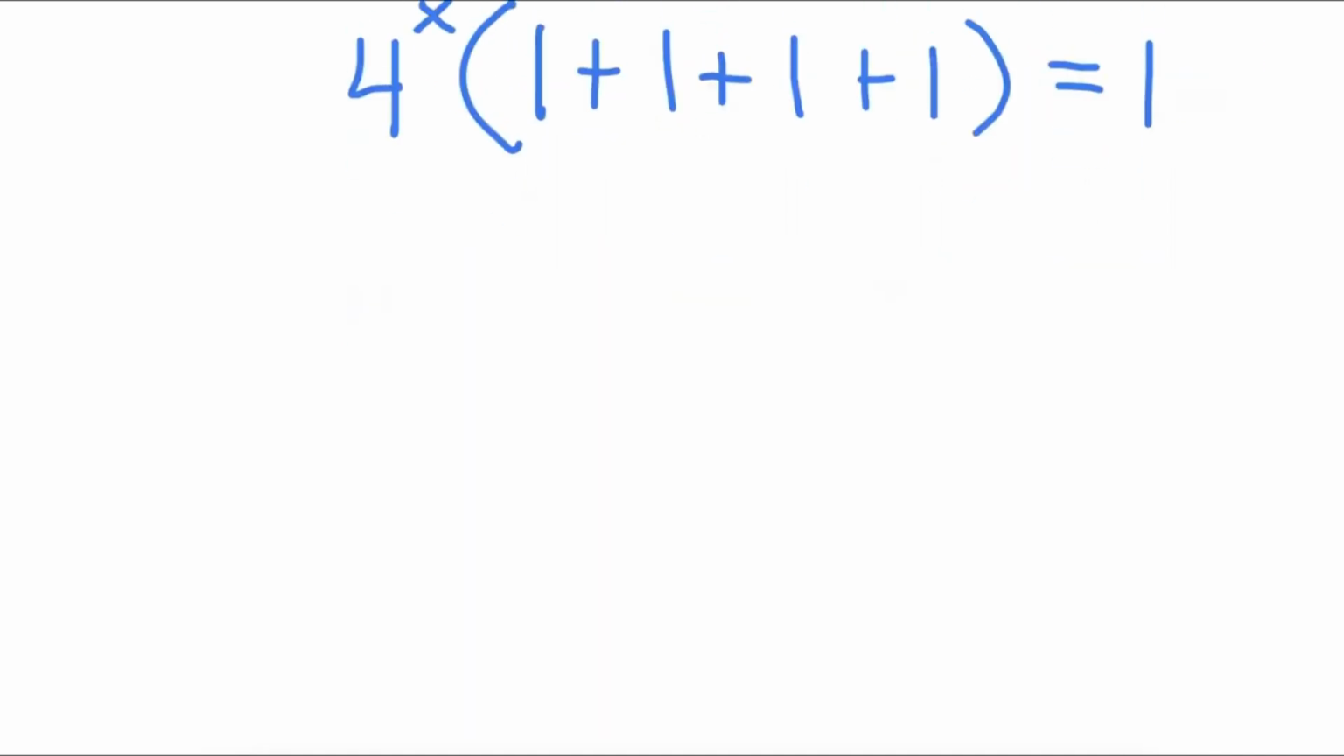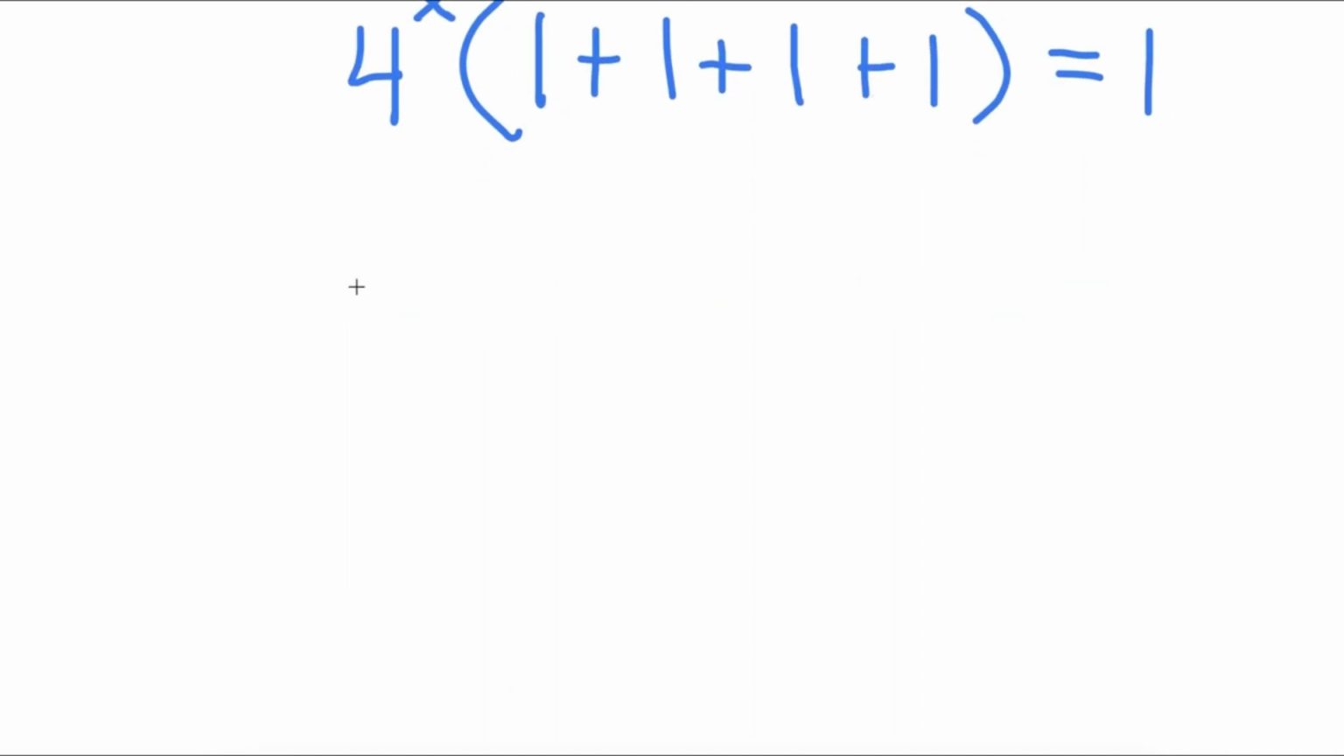Now, if I simplify what's in the parentheses here, I get 4. So now I have 4 to the power of x times 4 is equal to 1. So now what I'm going to do is multiply these two. So 4 here, this is the same thing as 4 to the power of 1.